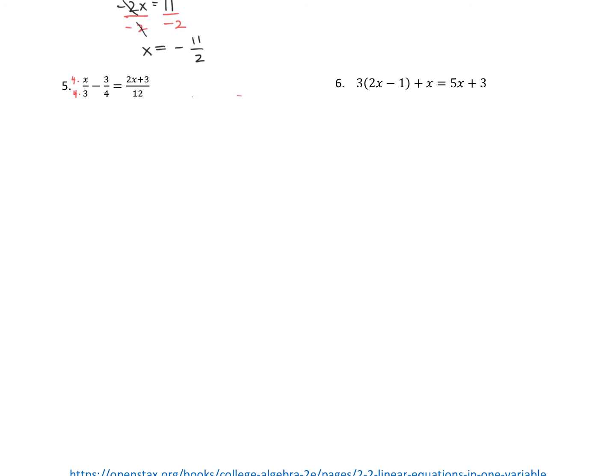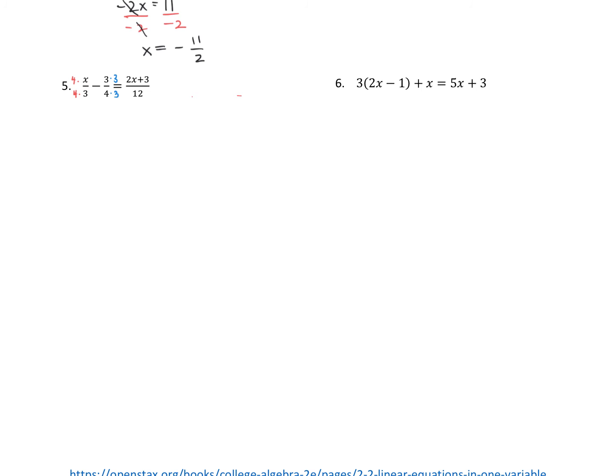Now I need to do something similar to the 3/4. And so the 4, in order to get to 12, I would need to multiply that by 3. Whatever I do to the bottom of that one, I have to do to the top as well to keep it an equivalent fraction. And then the last fraction already has a denominator of 12, so I can leave it alone.